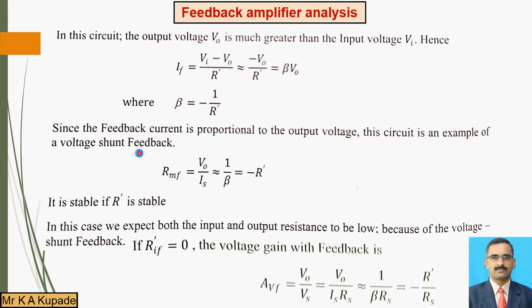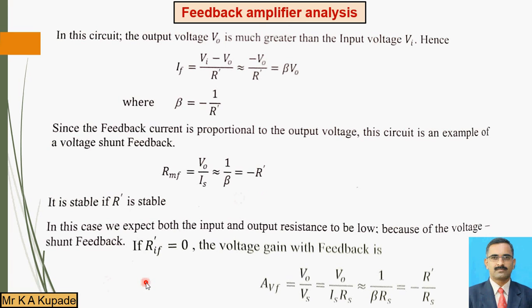So RMF is equal to V naught upon IS, which is nearly equal to 1 upon beta, that is equal to minus R dash. It is stable if R dash is stable. See, RMF is equal to this minus RF, which is stable. In this case, we expect both the input and output resistance to be low because of the voltage shunt feedback.